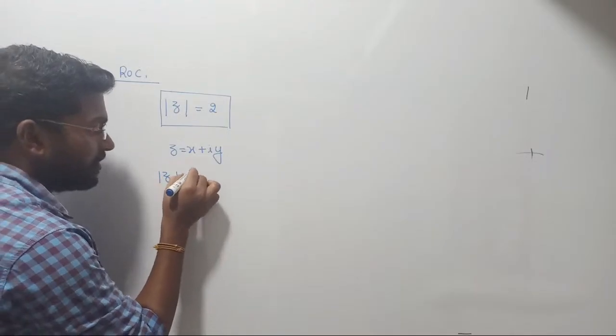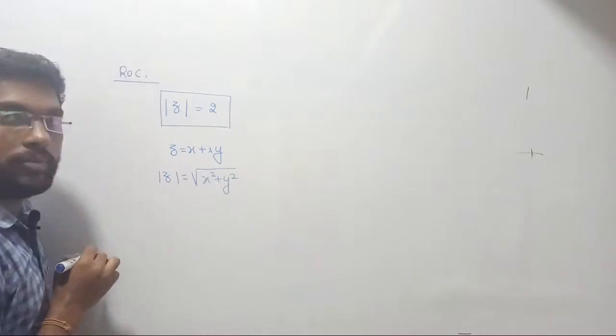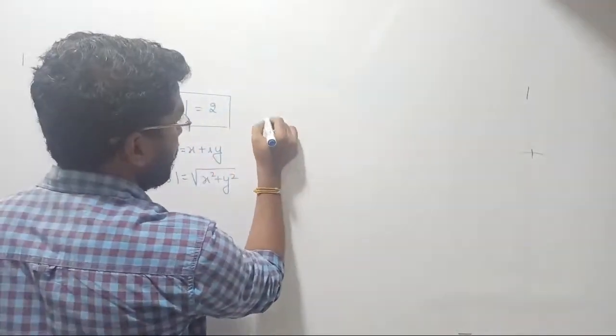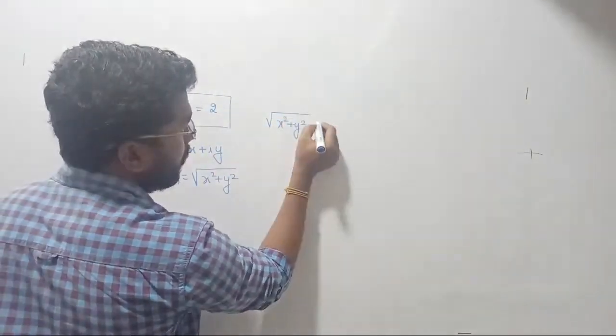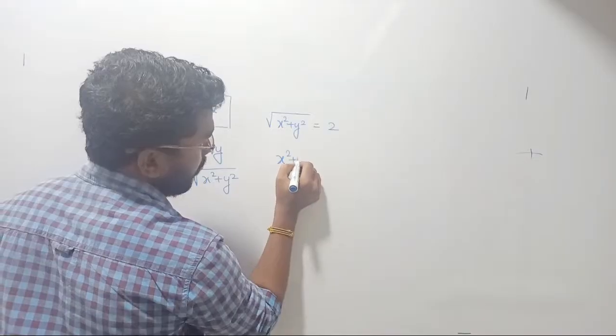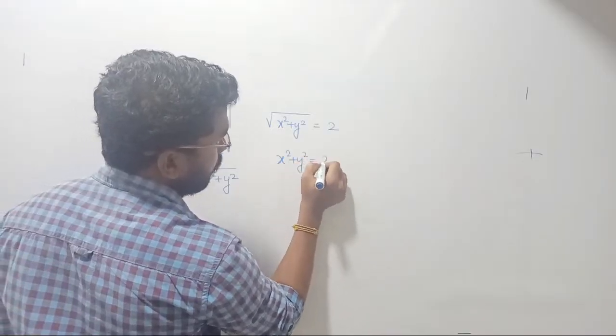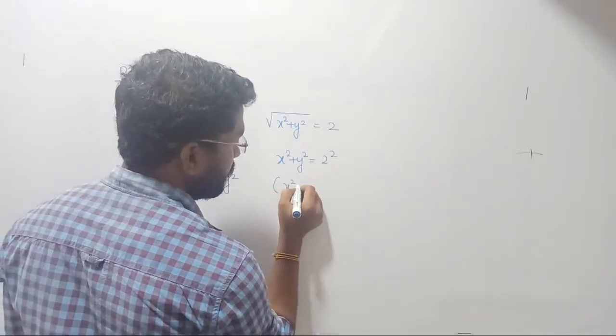Mod z in the sense under root of x square plus y square. Do you all agree with me? Yes. If I substitute this value here, it will become x square plus y square equal to 2. If I take square on both sides, it will become x square plus y square equal to 2 square. Any mistake? Now just tell me what is the difference between this one and this one?